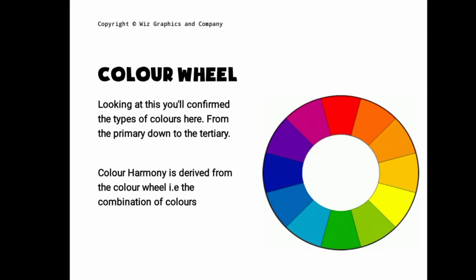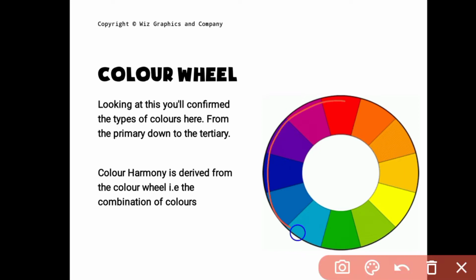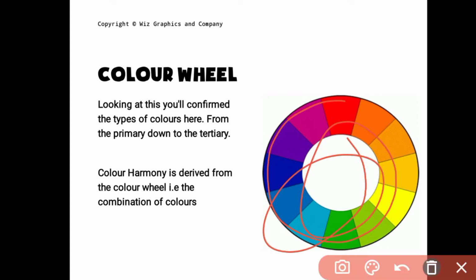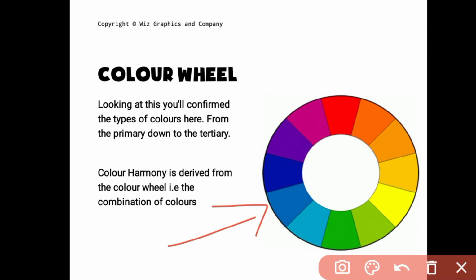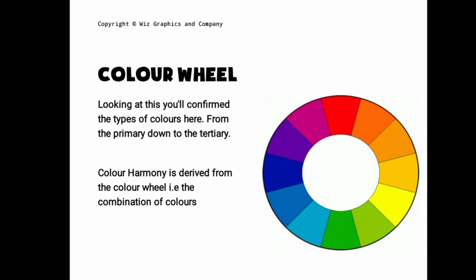Now, we're going to look at the color wheel, because we cannot talk of color harmony and types of color without getting to know what the color wheel is. This is the color wheel. This circle thing you are seeing over here is the color wheel. In case you haven't seen a color wheel before, this is it. In this part of the video, I'm going to be explaining the types of color and color harmony. So let's go back to the types of color now.